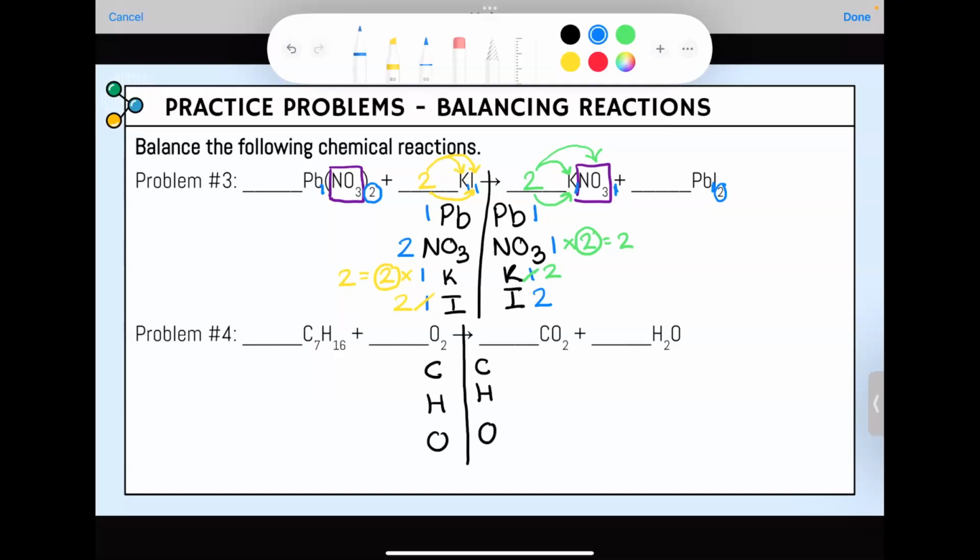So now let's go ahead and find the total of each. Carbon, we have 7. Hydrogen, we have 16. Oxygen, we have 2. Now carbon on our product side, there's no subscript, so it's 1. Hydrogen has a subscript of 2. Now we do have an issue with carbon. As you can see, carbon is also present in the oxygen compound. We have an issue with oxygen. Oxygen is present in CO2 and H2O.